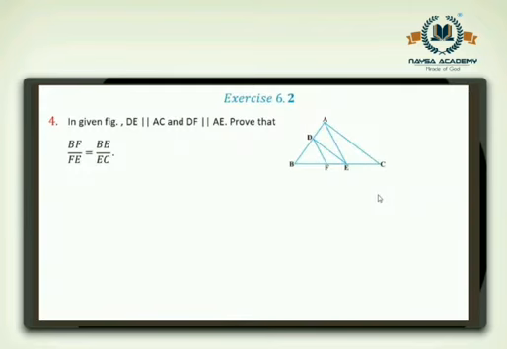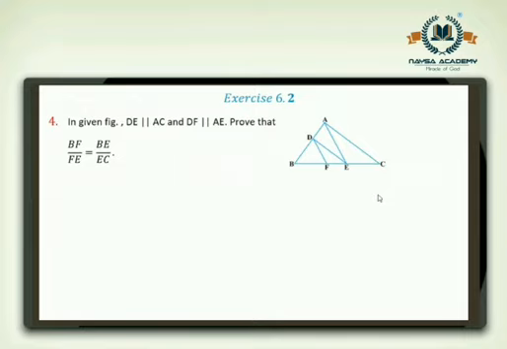In the given figure, DE is parallel to AC and DF is parallel to AE. We have to prove that BF upon FE equal to BE upon EC. Now you can give a pause here and try to solve this problem yourself first.